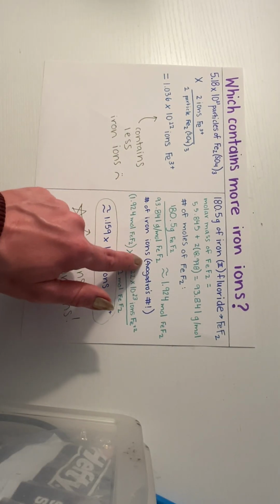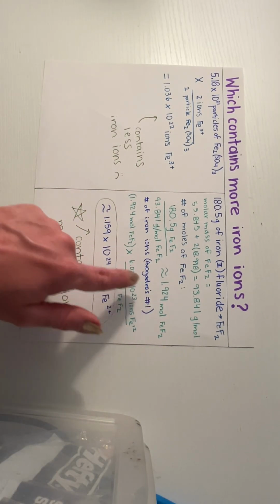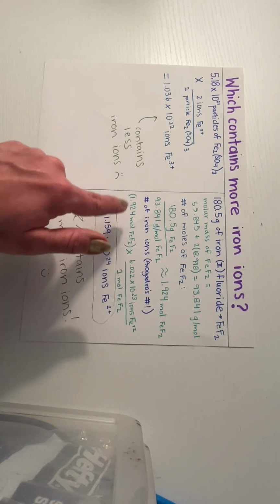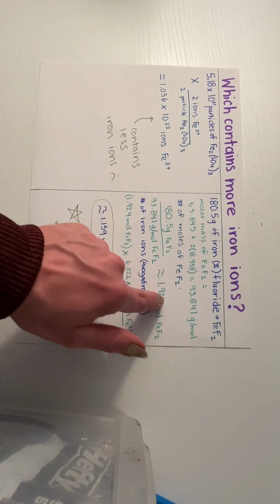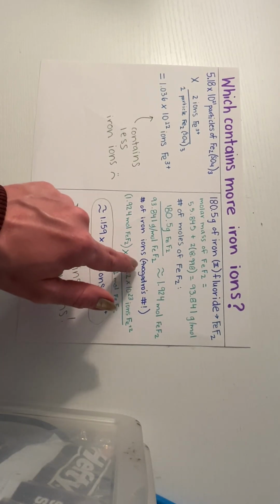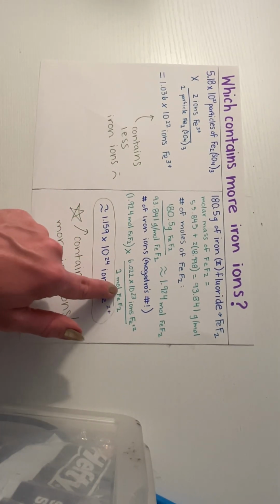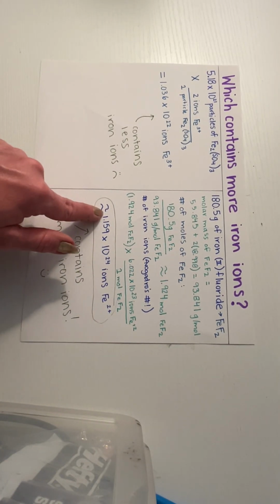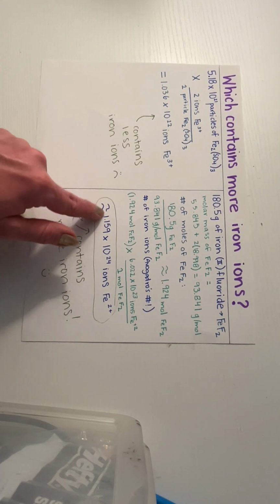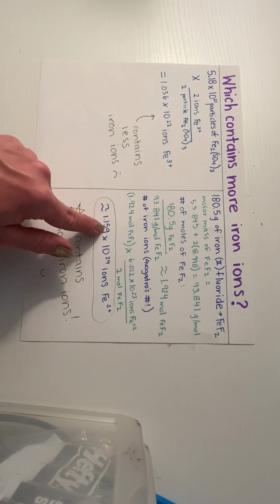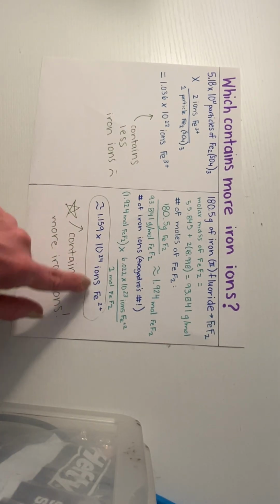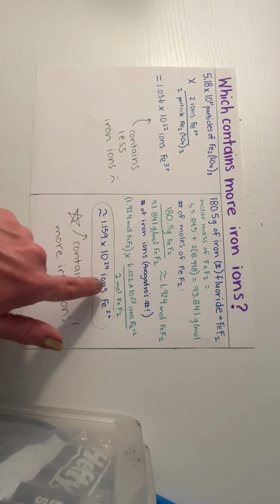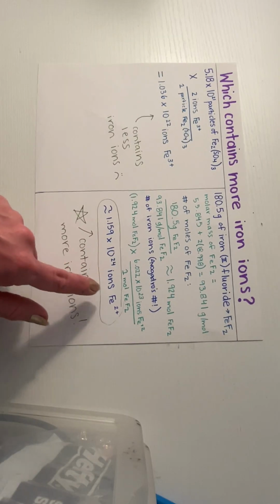And then the number of iron ions. So we have to use Avogadro's number for this one, which is here. So we are going to take the number of moles, which we just calculated here, and times it by Avogadro's number over 1 mole. And that is going to give our answer of the number of iron ions, which is 1.159 times 10^24 ions. So you can see here that this contains significantly more iron.